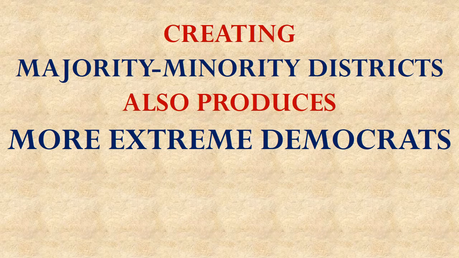But there's a potentially negative result. The creating of majority-minority districts produces not just Democrats in Congress, but more extreme Democrats. Because when someone is representing a district that's made up almost entirely of Democrats, to get elected from that district, they have to prove that they're the most democratically leaning Democrat. They have to be even more so Democrat, which oftentimes means liberal.